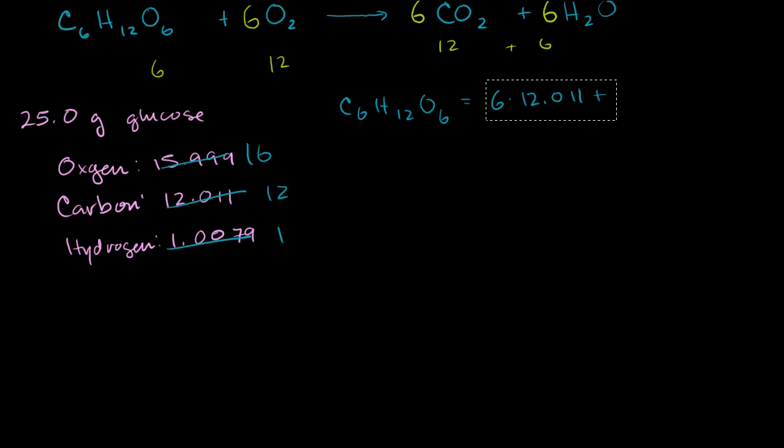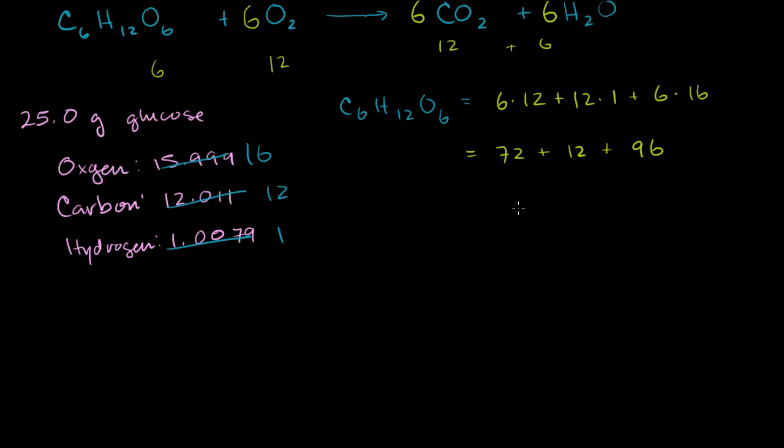Let me clear this. So the atomic weight of glucose is 6 times the atomic weight of carbon, 6 times 12, plus 12 times the atomic weight of hydrogen, 12 times 1, plus 6 times the atomic weight of oxygen, 6 times 16. So this is equal to 72 plus 12 plus 6 times 16 is 60 plus 36, it's 96.